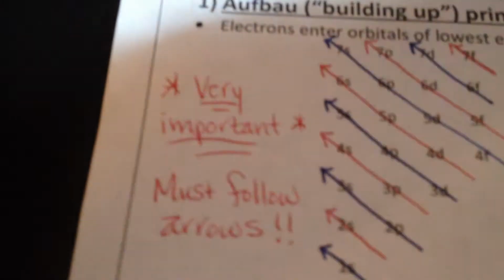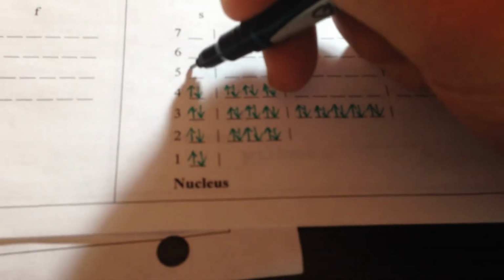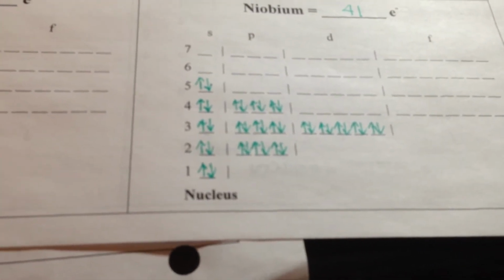So I'm at 30. This will make 31. After 4p, when I look here on my diagram, after 4p comes 5s. So again, you might have been tempted to keep going across in this d, which would cause this problem to be incorrect. So we want to come up here to the 5s. That puts me at 38 electrons now.